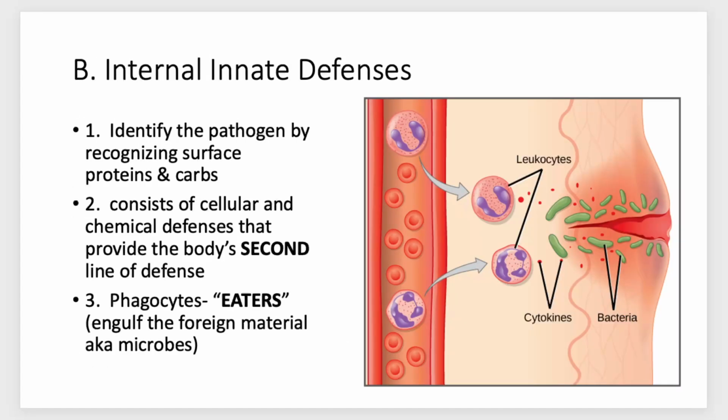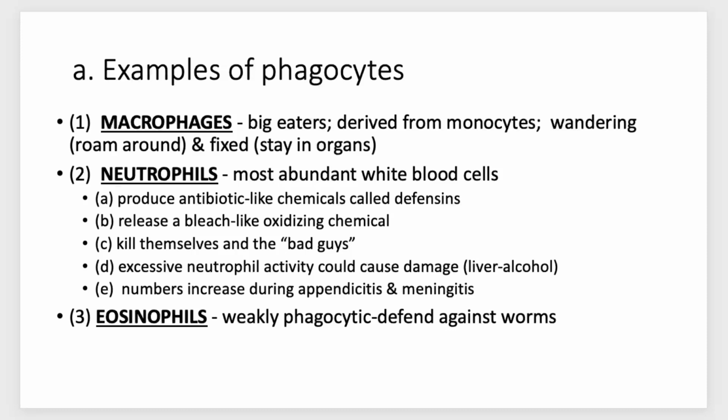So then internally, we have these internal innate defenses. And for them, they're able to identify the pathogen by some recognition that something is different. So they recognize things on the surface of those cells of microbes to be able to tell that they are not self, and then they're able to destroy them. So this would be cellular and chemical defenses. And these provide the body's second line. This is what's going to happen after the bacteria maybe gets through the skin or through a mucous membrane.